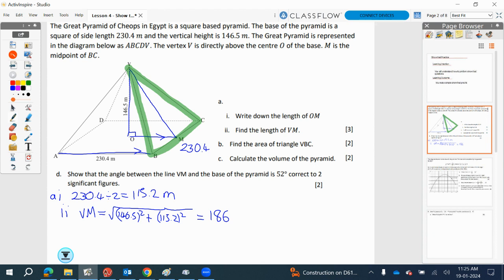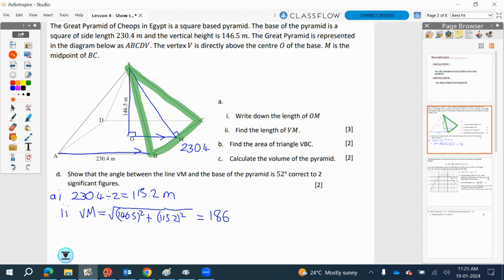Which line is the height? We can use VM, which we just calculated. What does VM represent in this triangle? It's the midpoint line, so it is the height. This line here, VM, makes a right angle on this face. It's sloping, but this is the height of this triangle.